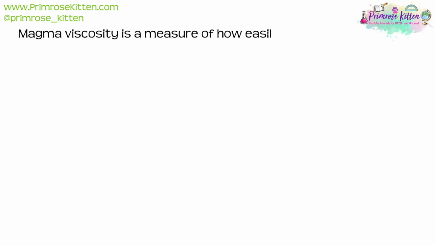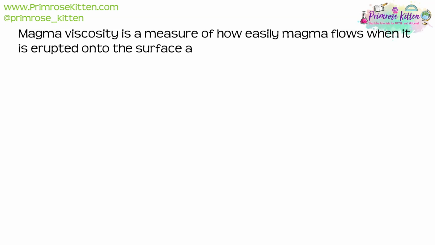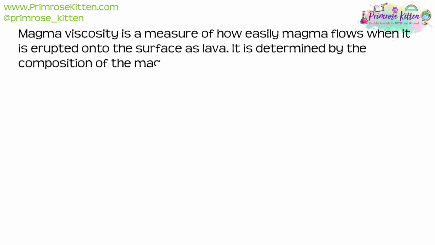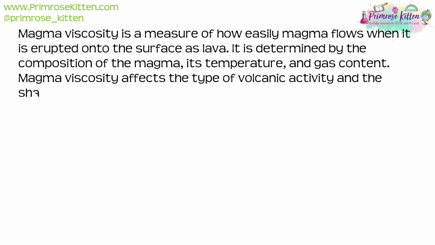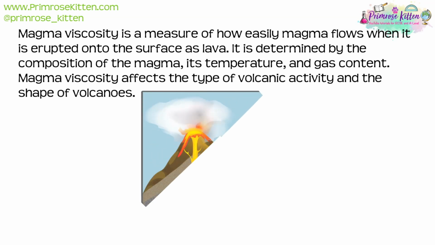Magma viscosity is a measure of how easily magma flows when it is erupted onto the surface as lava. It is determined by the composition of the magma, its temperature, and the gas content. Magma viscosity affects the type of volcanic activity and the shape of volcanoes.